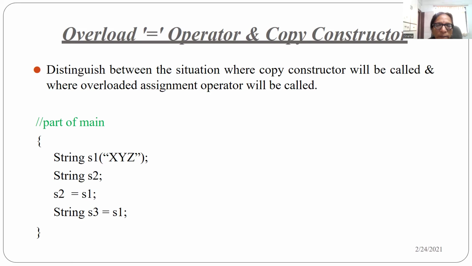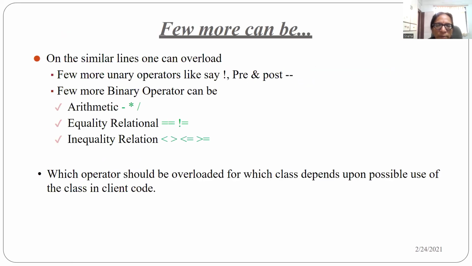Overload the is-equal-to operator and the copy constructor, and distinguish between the situations where the copy constructor will be used. So this is our main part: string S1 XYZ, string S2 is equal to S1, and string S3 is equal to S1.